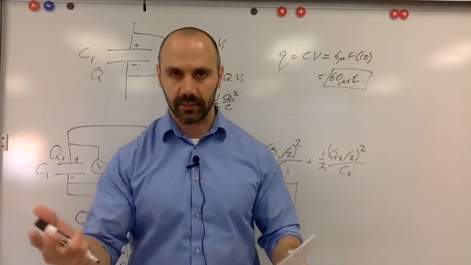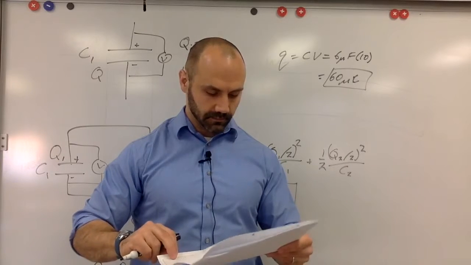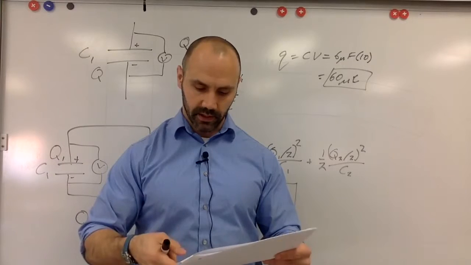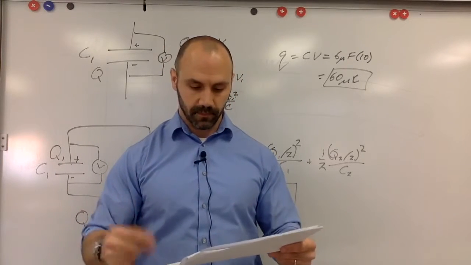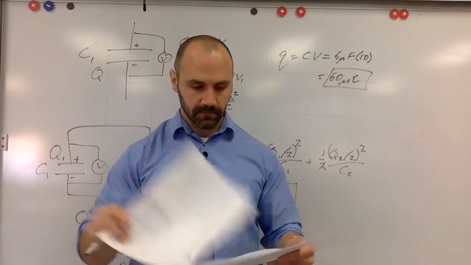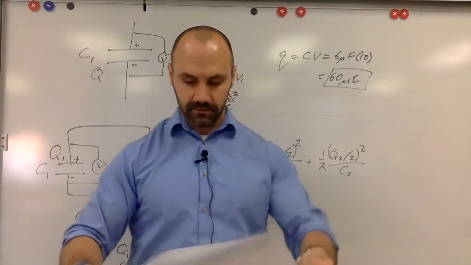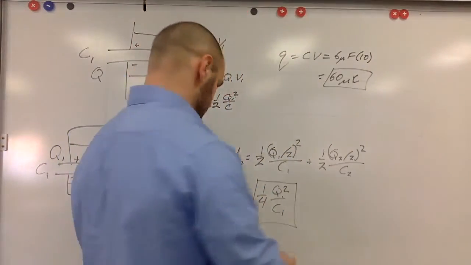So kappa is always more than 1. And so you can see some dielectric constants there. Air is very close to the vacuum. Vacuum would be kappa 1. And so really what happens is the capacitance changes.